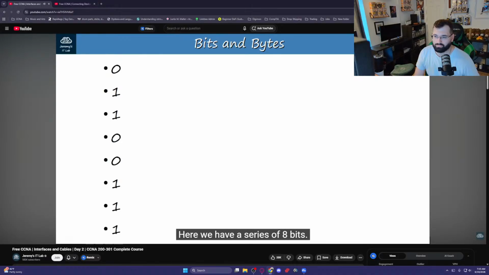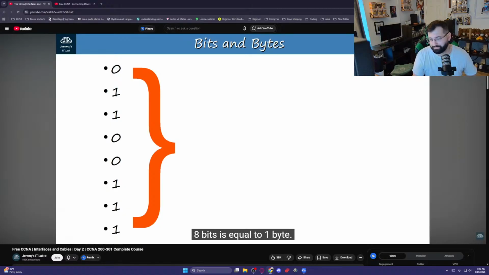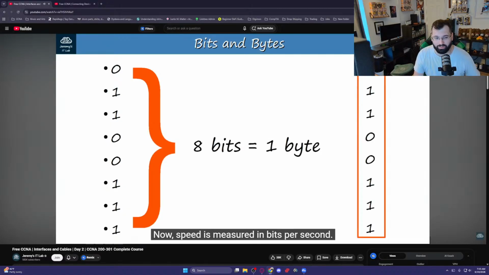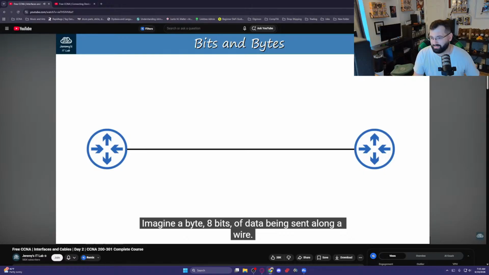Here we have a series of 8 bits. And a nibble is 4. 8 bits is equal to 1 byte. But I hardly ever hear anybody say speed is measured in nibbles. It's bits per second. Imagine a byte, 8 bits, of data being sent along a wire.